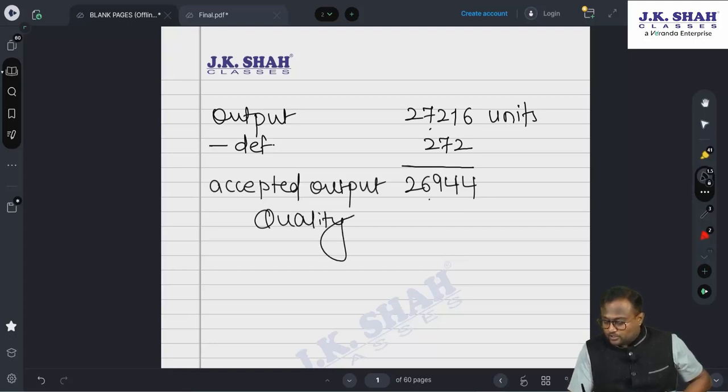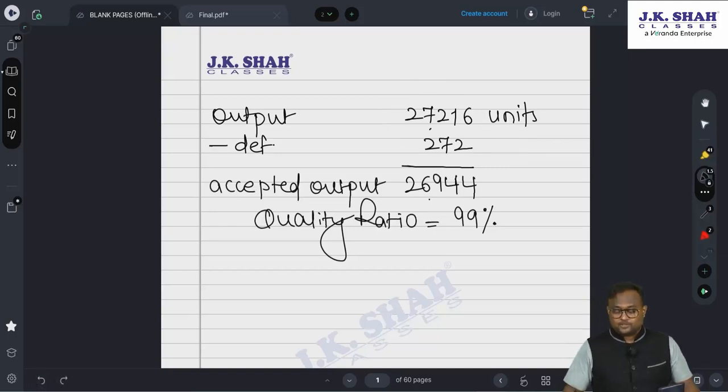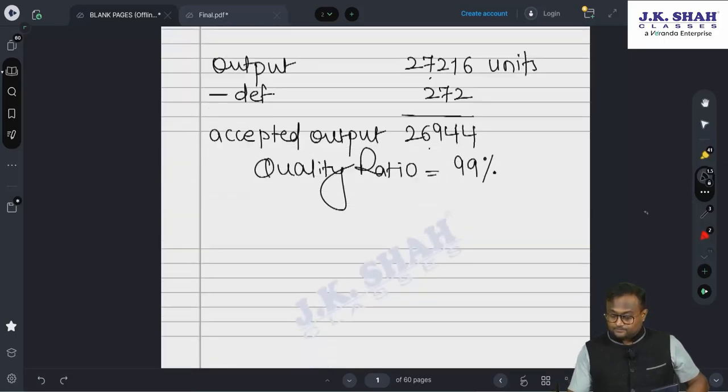So basically your quality ratio is 99%. Common sense: out of whatever you have produced, only 1% is rejected. That means out of 100%, the balance 99% is accepted. So your quality ratio is 99%.